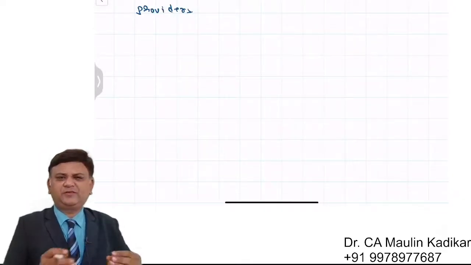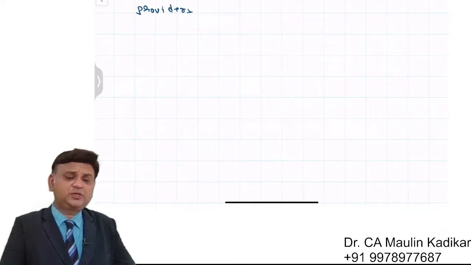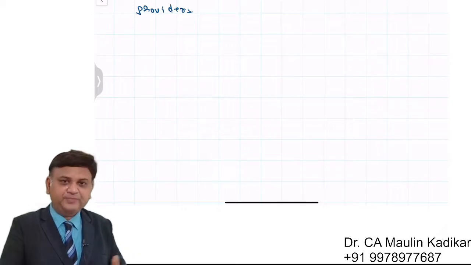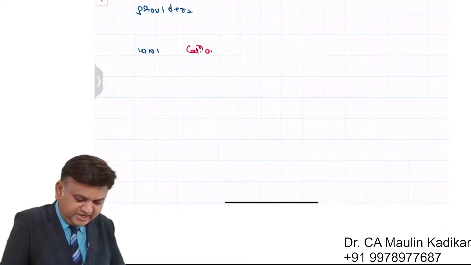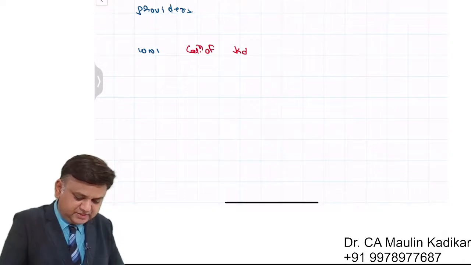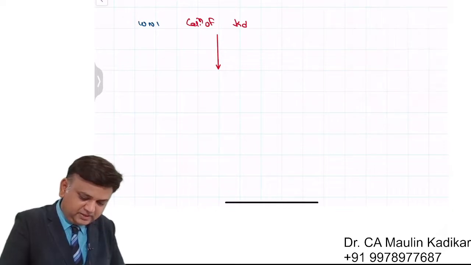So now friends, first of all, we'll make the calculation of the cost of the individual sources of finance and then we'll compute the weighted average. So I request all of you to write down the answer along with me. Working note number 1, calculation of cost of debt financing. KD stands for cost of debt financing.